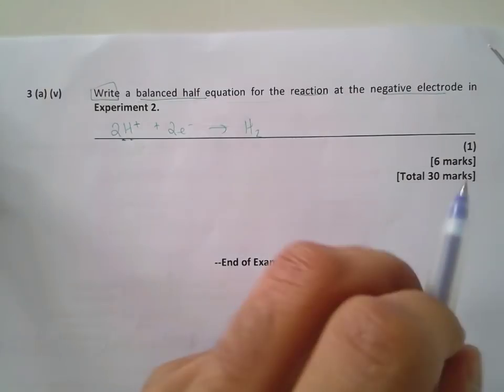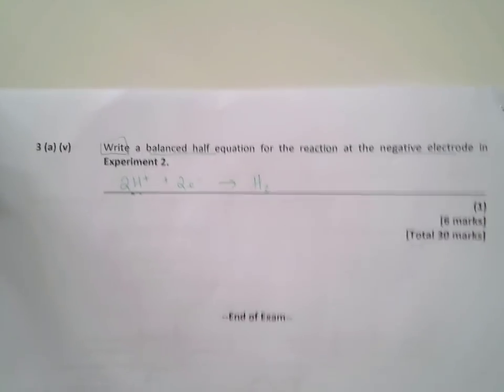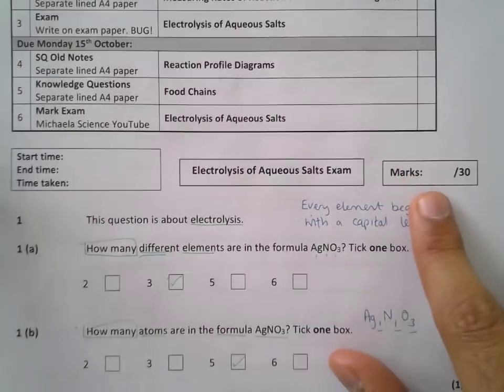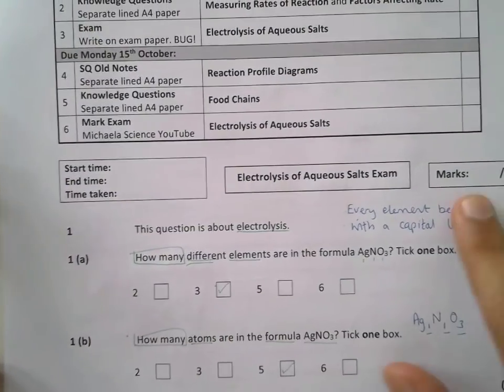Add up your marks out of 30 and put the total at the front, and make sure you write your marks at the front there.